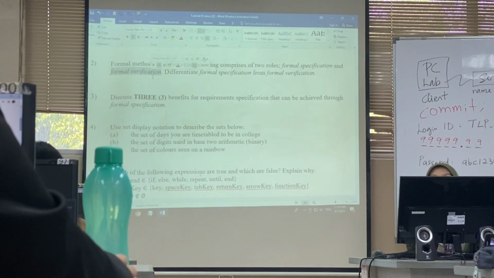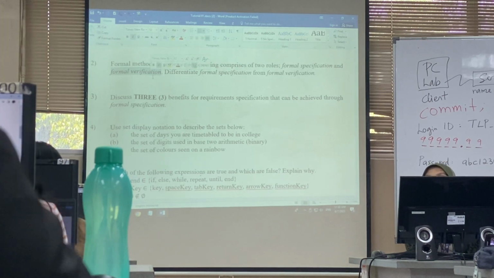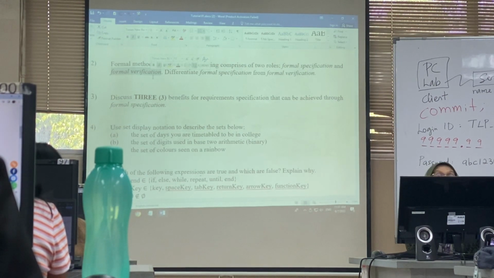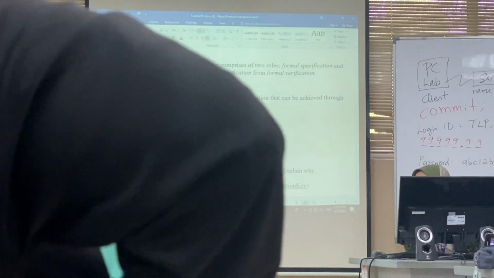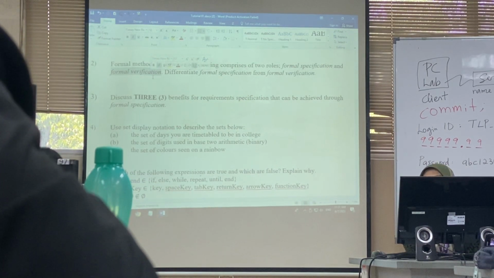So formal verification is actually where you use formal methods, mathematical notation, formal proof, whatever, to check on whatever you are doing in the system. So checking, verifying, proving that whatever you are doing is actually correct. So that is formal verification.